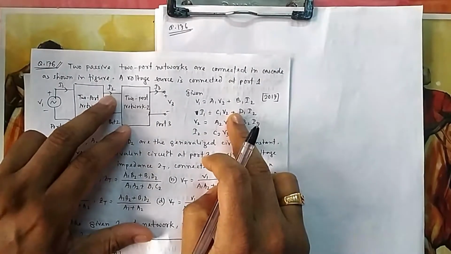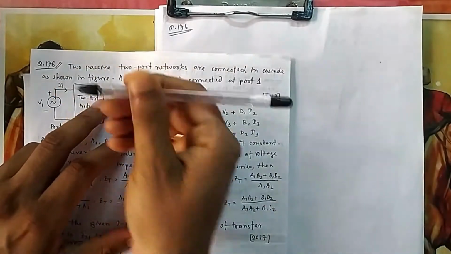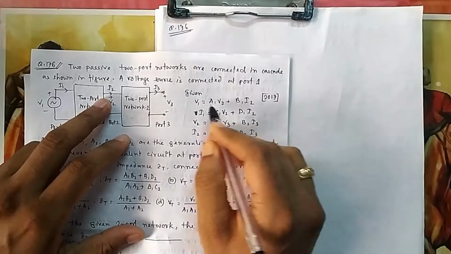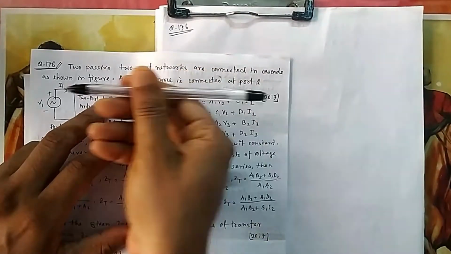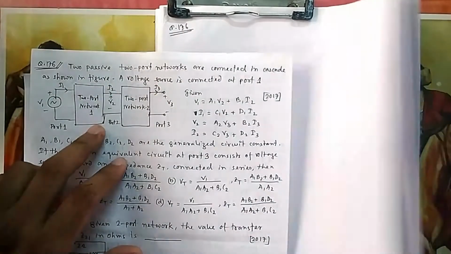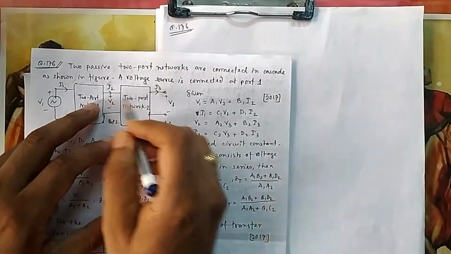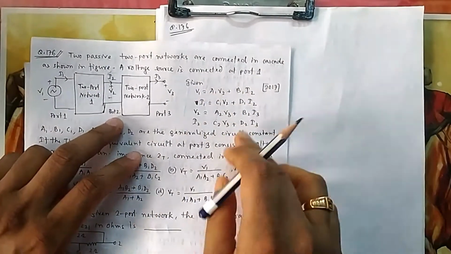See here, I2 is in the negative direction. Normally in a two-port network, I2 takes this direction, but here it is in this direction. Therefore this becomes positive, because otherwise in ABCD, I2 was negative. I told you, I2 is generally considered in two-port networks in the reverse direction. But if you take this direction, then your ABCD parameters all get positive signs in all the equations.